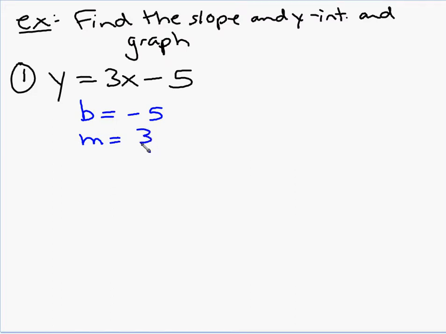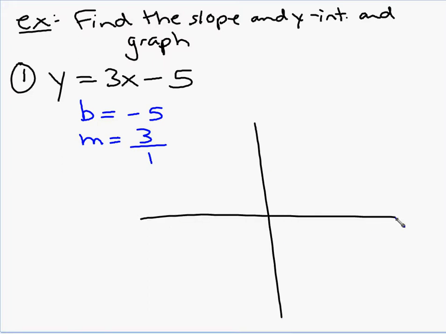Now, but remember what I said. It's rise over run. So we can't just think of it as 3. It's 3 over 1. The reason that's important is when we go to graph it, we have to use that, because you're going to graph these by hand tonight, not with the graphing calculator. We always start at the y-intercept. So I'm going to start at negative 5, and I'm going to put my dot for the y-intercept.